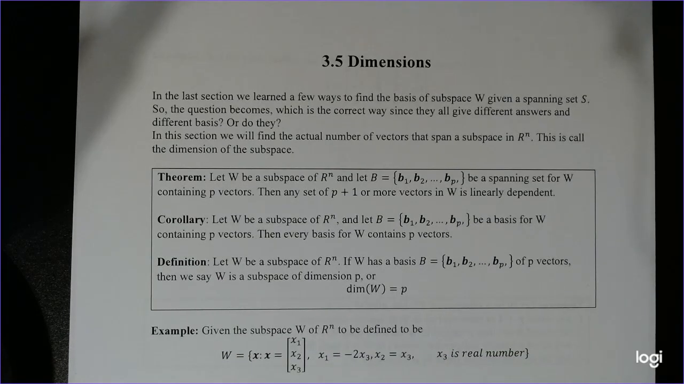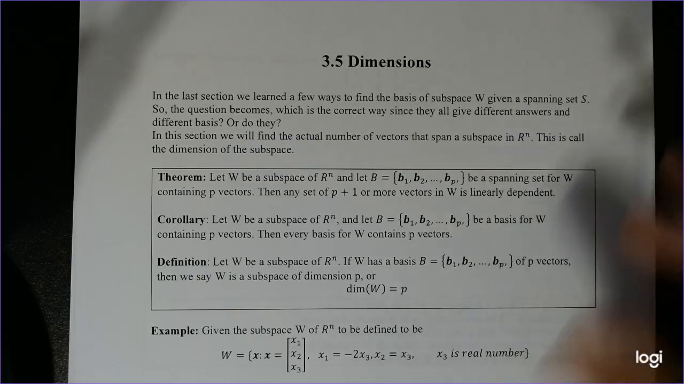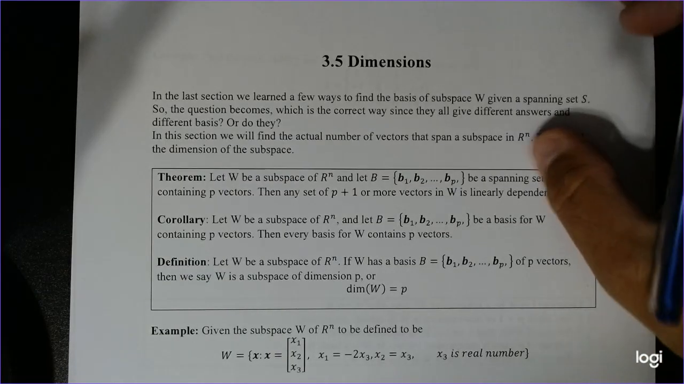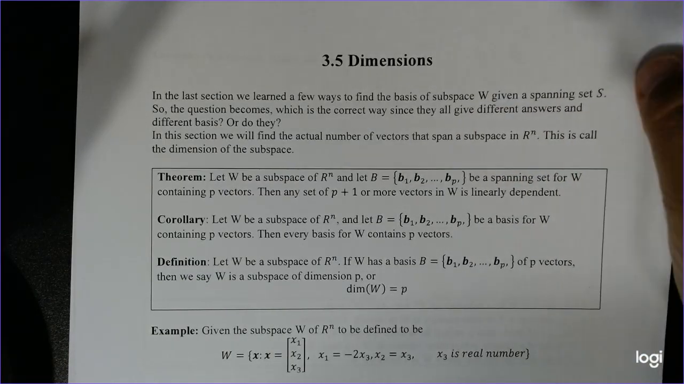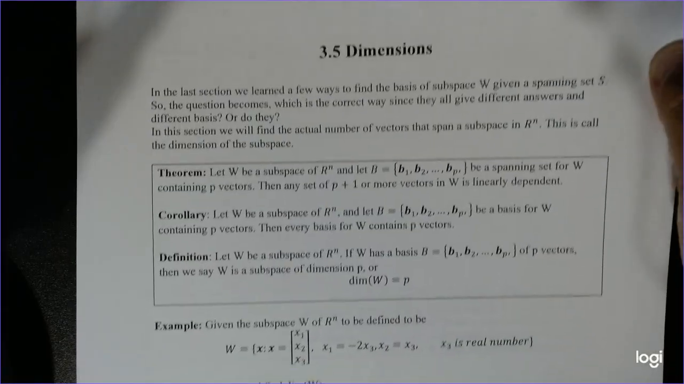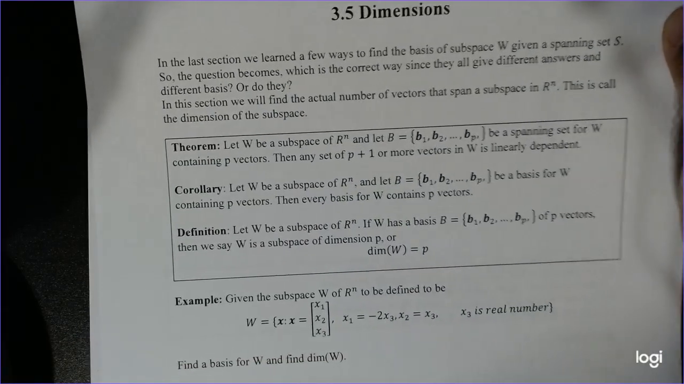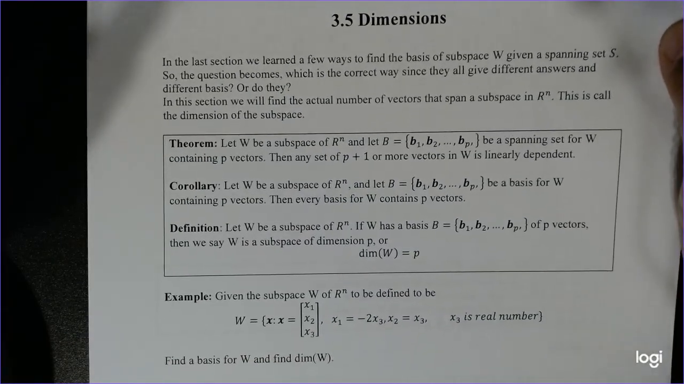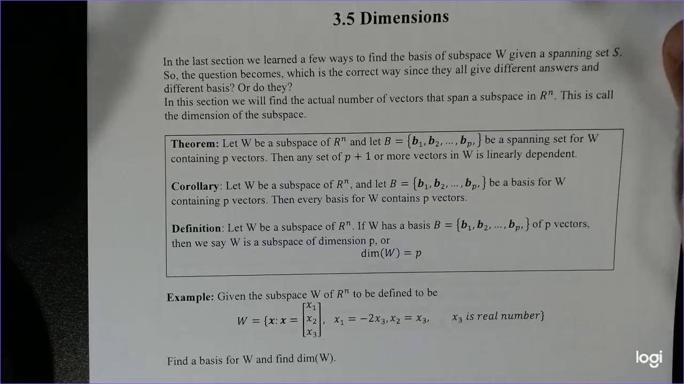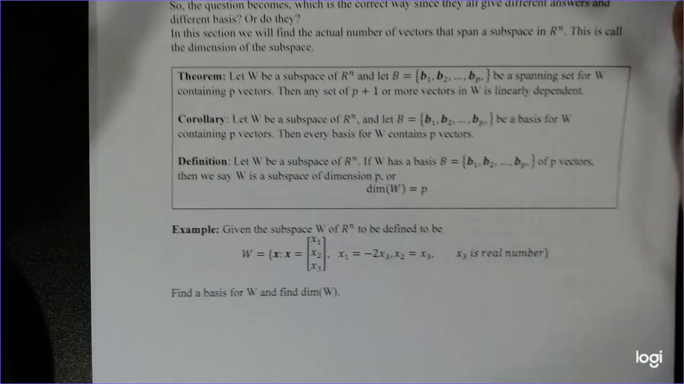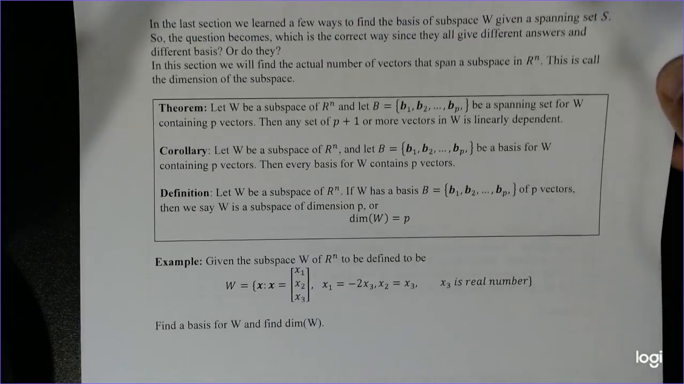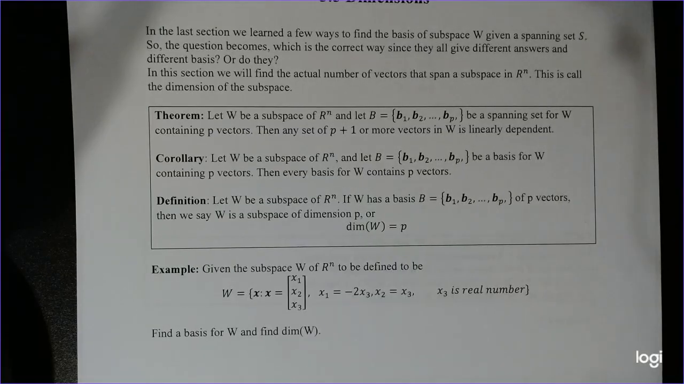Okay, so this section's about dimensions, and what it really means is there are multiple ways to find a basis of a span. Depending on what you did, you got a different basis, which kind of makes sense, right? There's multiple different ways to do the foundation, because there's not always one particular way you could do it.